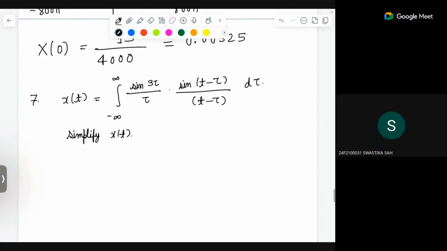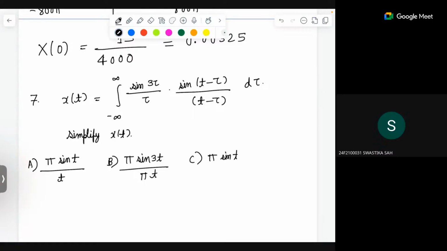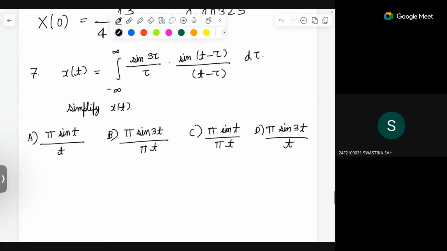And these are the four options: π sin t by t, π sin 3t by π t, π sin t by π t, π sin 3t by t. So is the question clear?